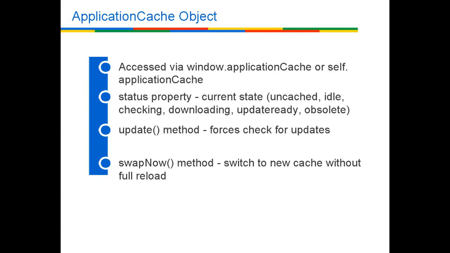This applicationCache object will have a status property, and that will contain the current state, which will be one of: uncached, which means that it's not associated with any cache at all. Idle, which means that it is associated with a cache and there's no interesting stuff going on with it, so to speak. Checking, which means that the browser is currently attempting to fetch the manifest to see if there is an update. Downloading, which means that it has found an update and it's actually trying to fetch the resources.